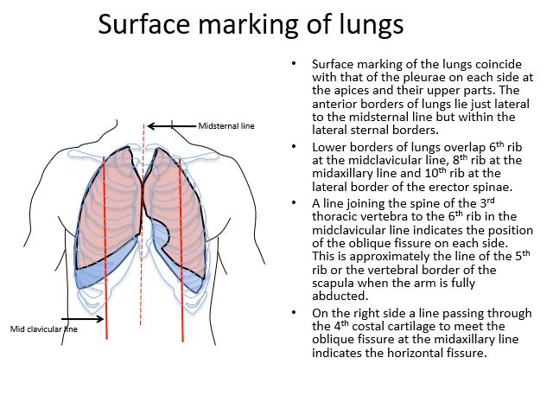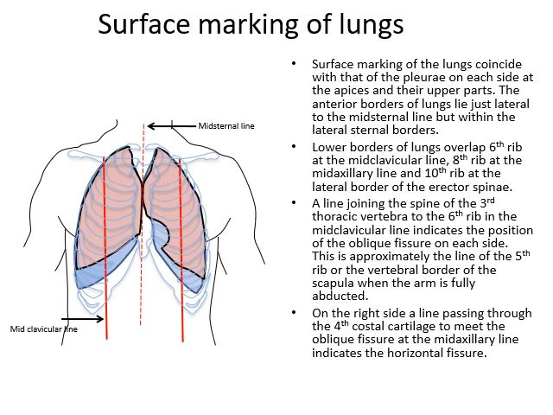Then the 8th rib at the mid-axillary line, and then it continues backwards, crossing the 10th rib at the lateral border of the erector spinae. So basically it is slightly higher than the pleura, so there's a space left.